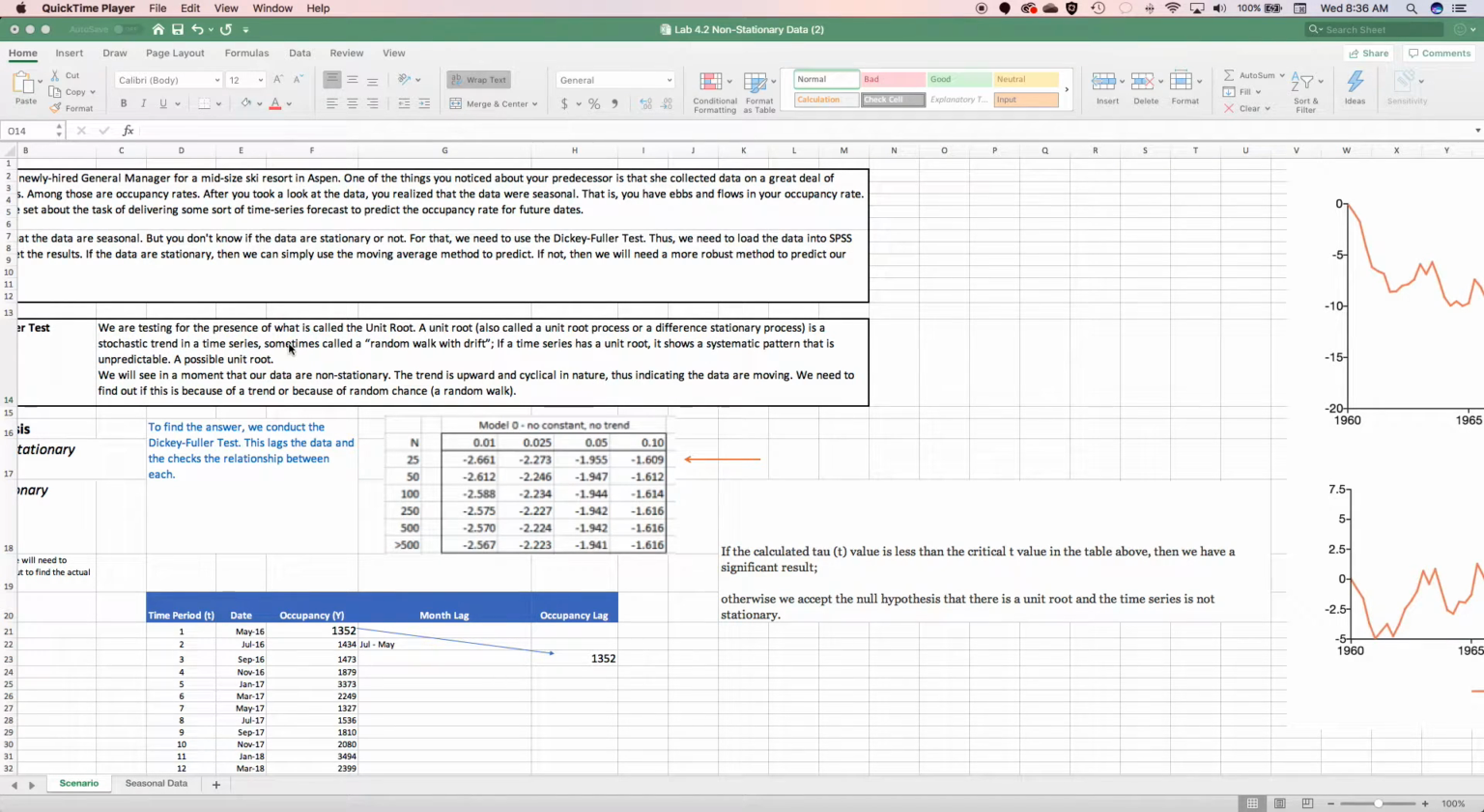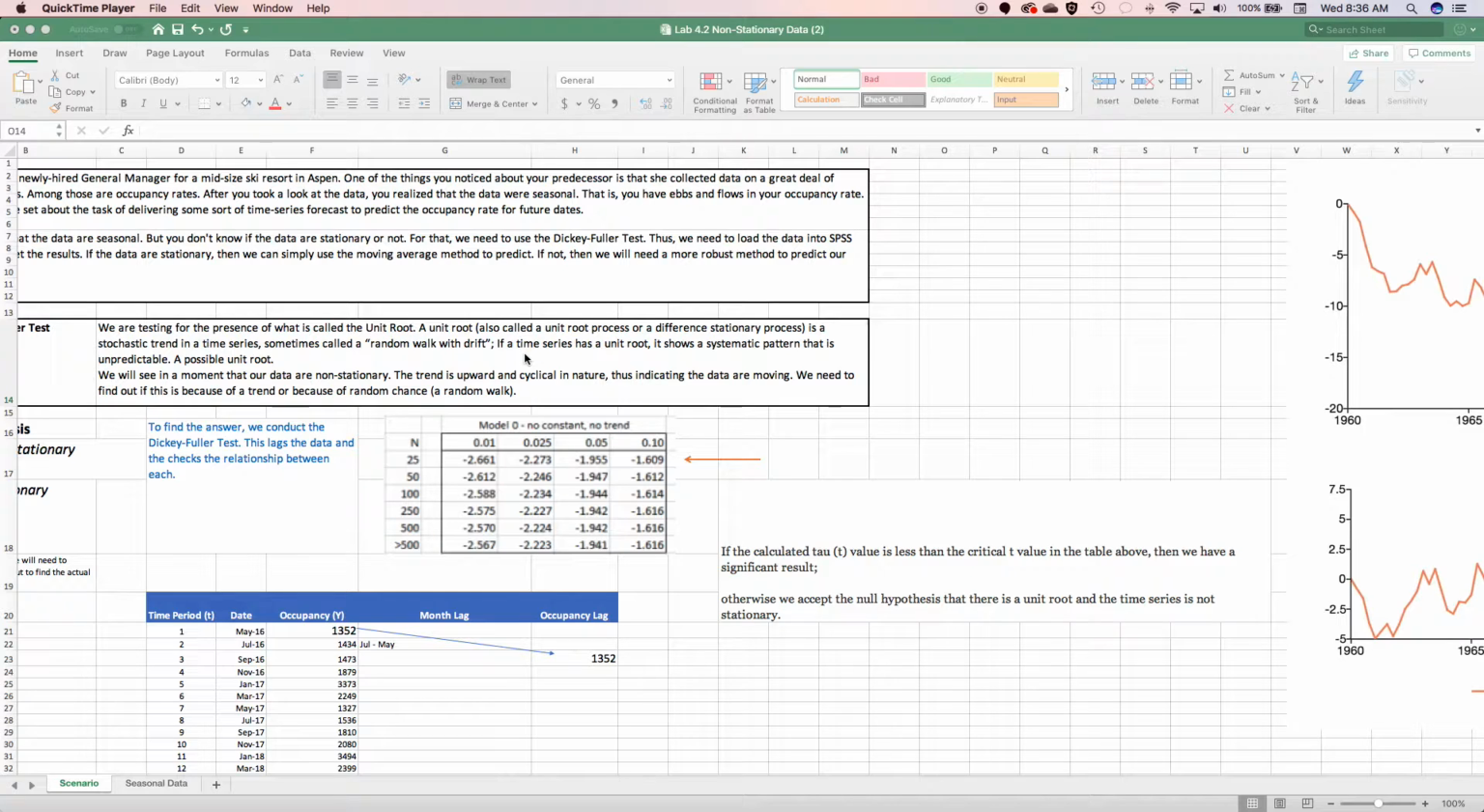When we test for a unit root, we're looking for a process that makes it different. So the unit root is a stochastic trend or some sort of up and down trend that prevents it from just being a random walk. What we mean by random walk is it's just randomness. So it's randomness with a drift, if you will, right?